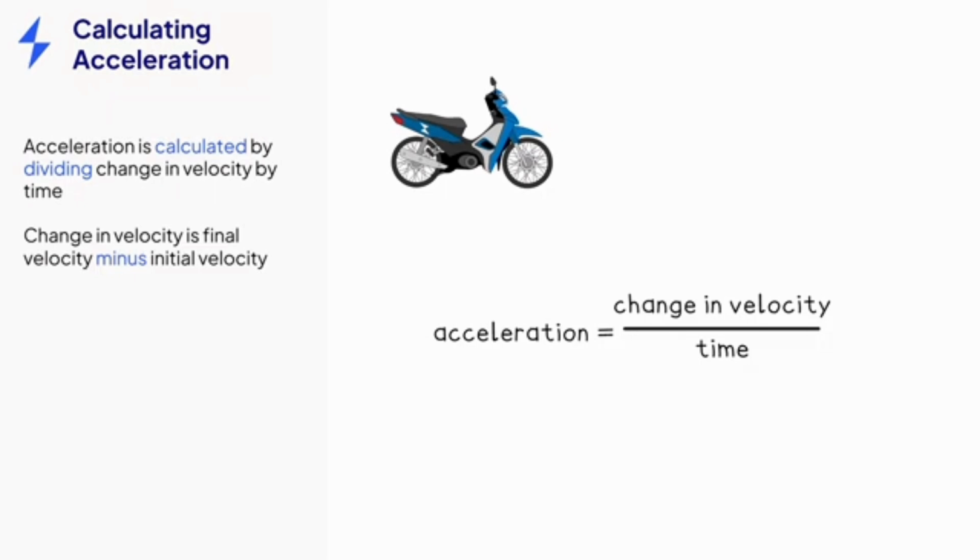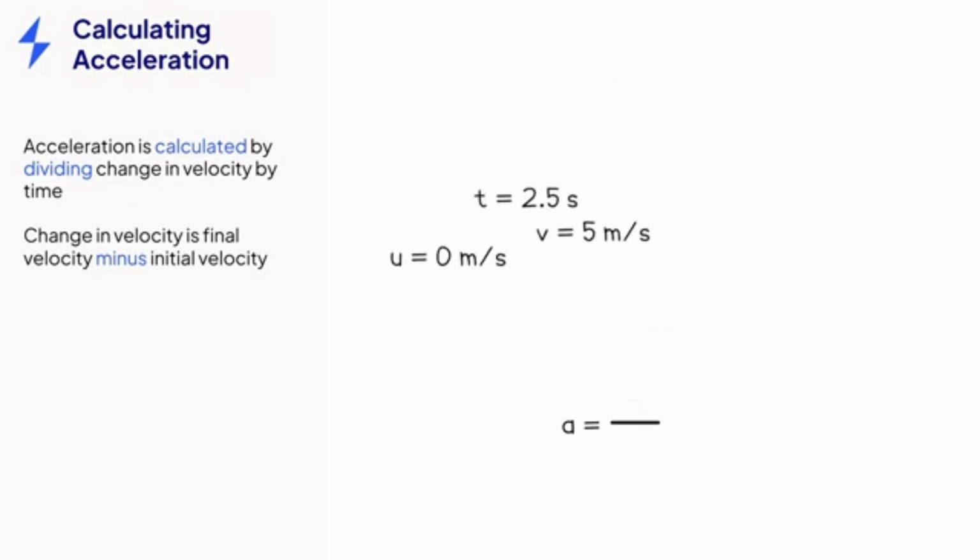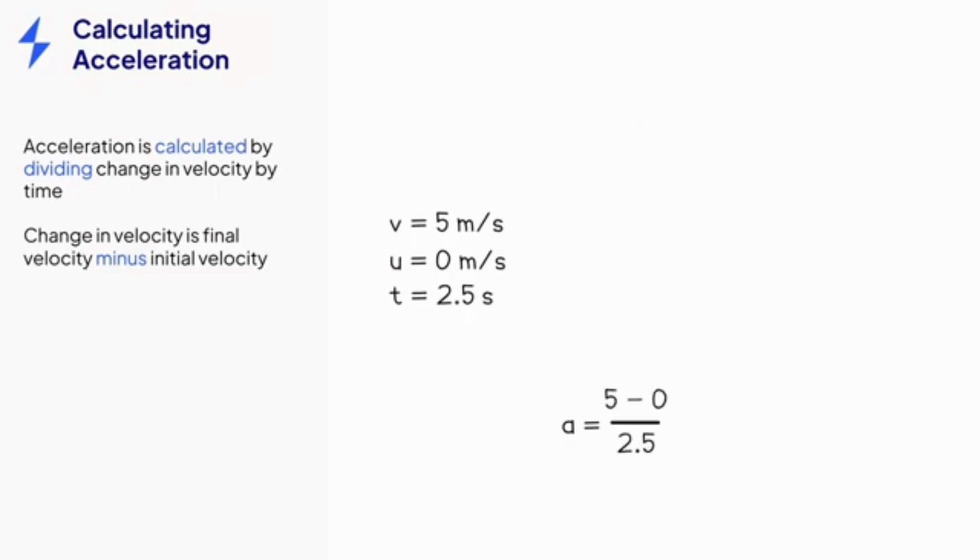Initial velocity has the symbol u, and final velocity has the symbol v. So we can write this equation as a equals v minus u over t. As an example, this bike has an initial velocity of 0 meters per second and a final velocity of 5 meters per second, and it takes 2.5 seconds to move from initial to final velocity. Substitute the values listed into the acceleration equation, making sure to do final velocity minus initial velocity, and that's our acceleration, 2 meters per second squared.